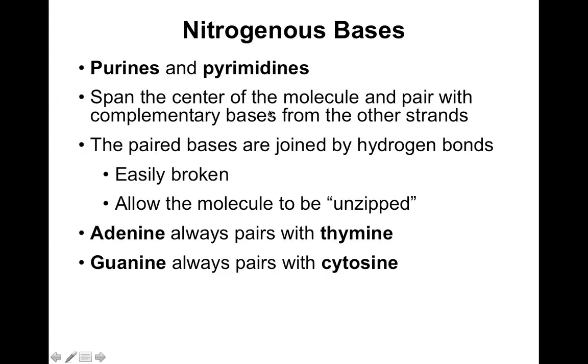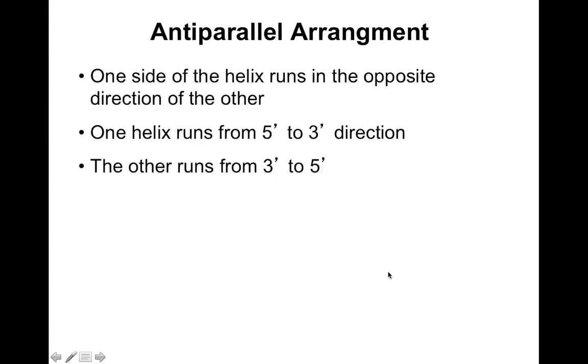So nitrogenous bases, you have your purines and your pyrimidines. They span the center of the molecule and pair with complementary bases. These pairs are called base pairs. Paired bases are joined by hydrogen bonds, which are easily broken and allow the molecule to be somewhat unzipped, allowing for DNA replication or transcription. Adenine and guanine are your purines. Thymidine and cytosine are your pyrimidines. And adenine is always paired with thymidine, and guanine is always paired with cytosine. So you have A to T and G to C, always.